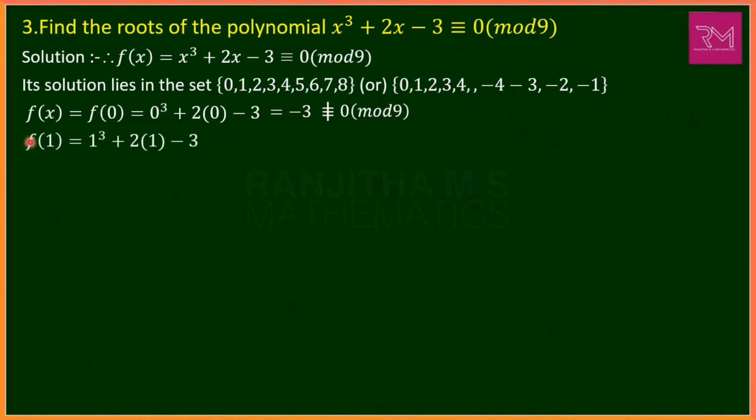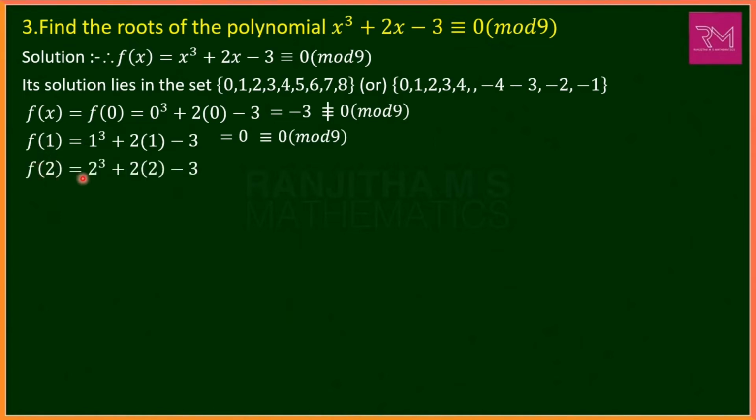In a similar way we substitute x equal to 1. If you substitute the x value as 1, we get 1 cube plus 2 into 1 minus 3. Therefore we get 1 plus 2 into 1 is 2, 1 plus 2 is 3, minus 3 is 0. Obviously 0 is congruent to 0 mod 9 and it satisfies, because 9 divides 0. Therefore this congruency is satisfied, and x equal to 1 is a root.